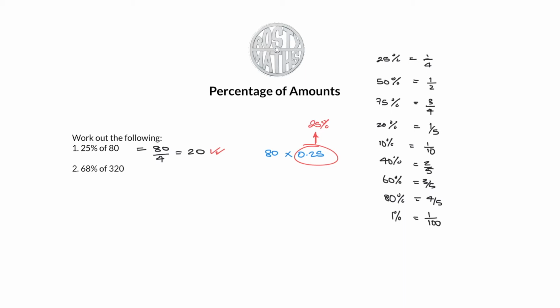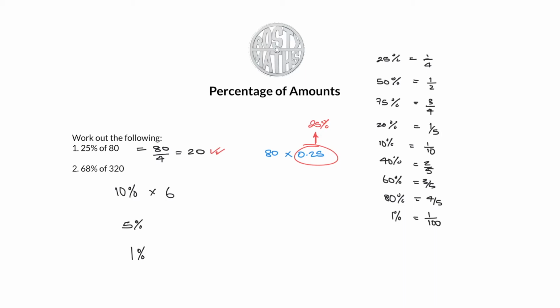Well, I can find 10%, and then I times that 10% by 6 to get my 60%. And then I can find 5%, which will be half of 10%. That will give me 65% so far. Then I'll have 1%, and I times that 1% by 3 to get 68%. All right, let's go and do that.